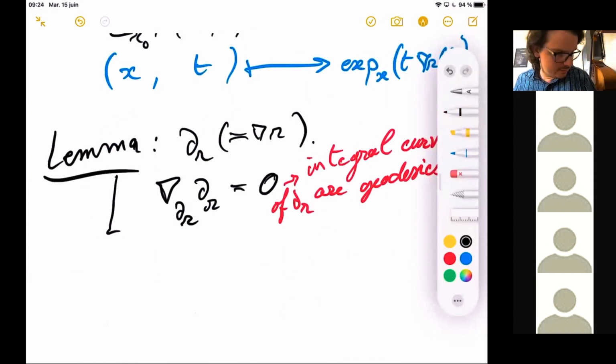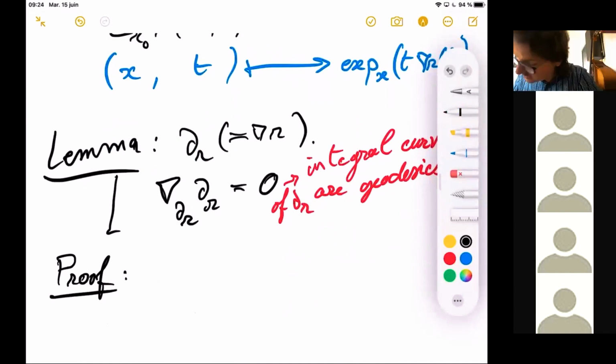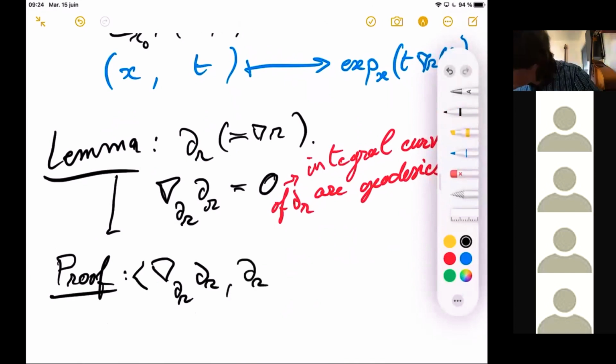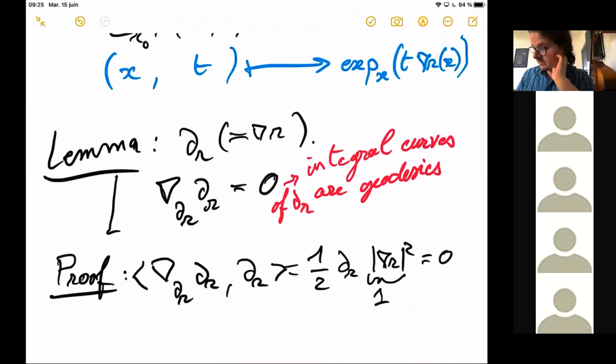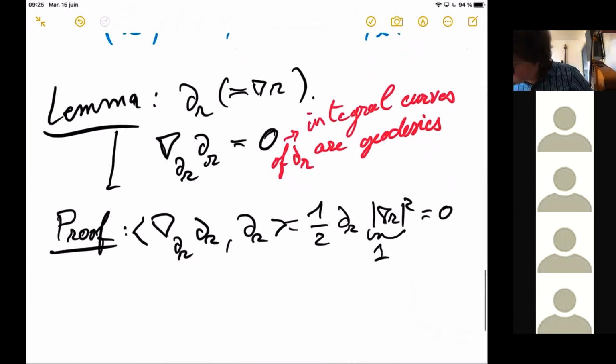So how do you prove that? This is pretty easy. So first, a very easy observation is the following. This is 1/2 of del R of norm of del R squared, but this is 0 since this is 1. So we already have that the covariant derivative is normal to del R.